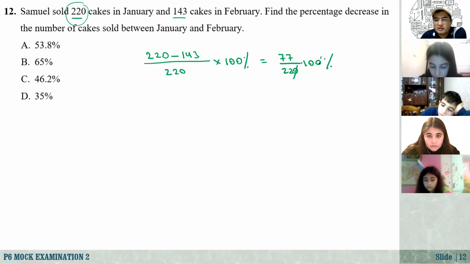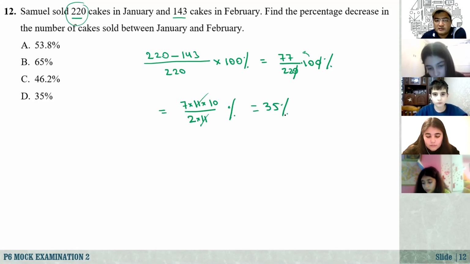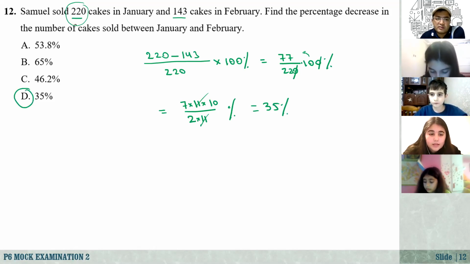So this 0 is gone, right? Equals, what is 77? I can write it as 7 times 11 times, here we have 10, over, here we have 2 times 11. Now I have the percentage here. I just write 10 here because we multiply. So these two things are gone. And 7 times 10 is 70 over 2. That is 35%. So the right answer is the percentage decrease was 35%.